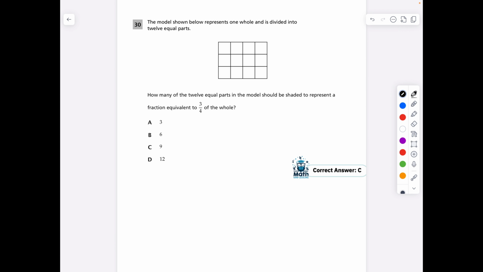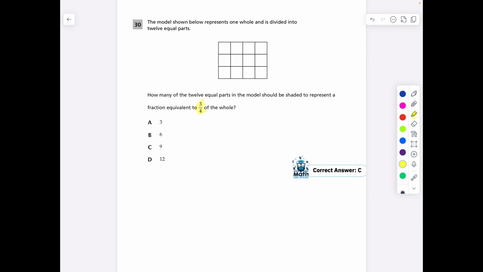So let's jump into it. The model shown below represents one whole and is divided into 12 equal parts. How many of the 12 equal parts in the model should be shaded to represent a fraction equivalent to 3/4 of the whole? So awesome. We want to know how many of these pieces we're going to shade if 3/4 is shaded.